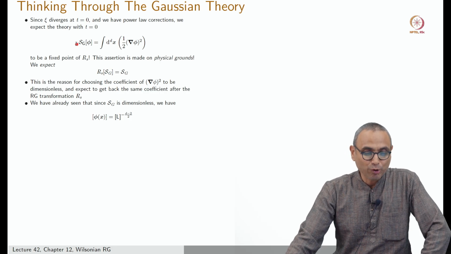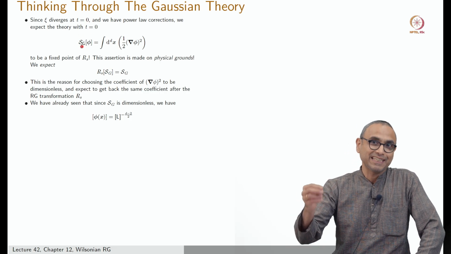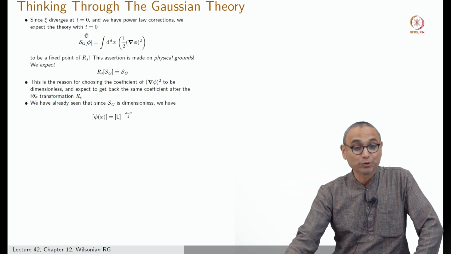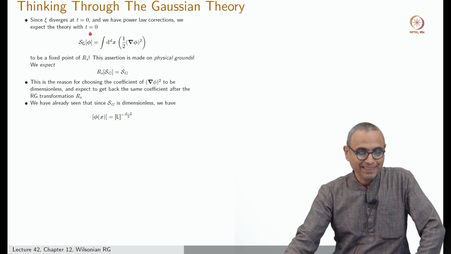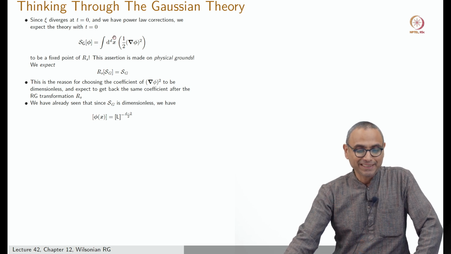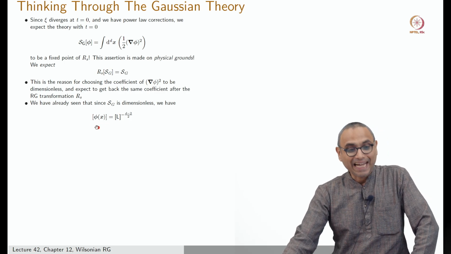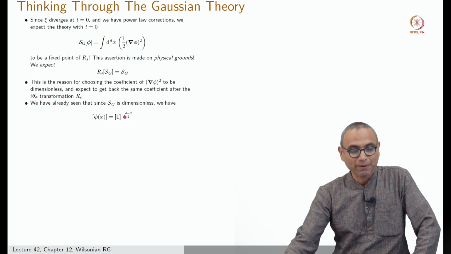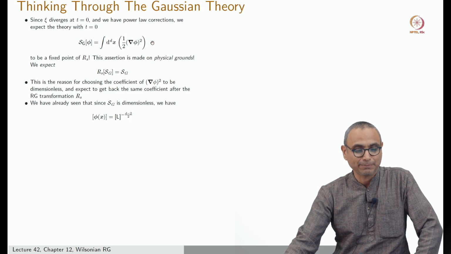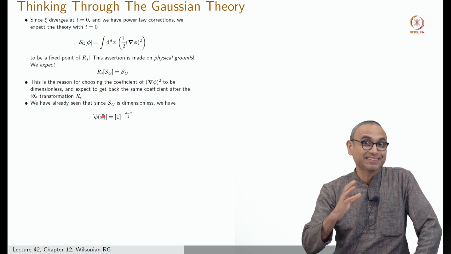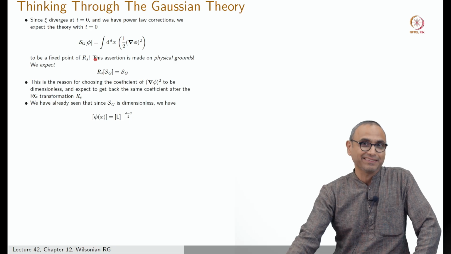So that means I know that the action, because the partition function is e to the minus action integrated over all field configurations, this quantity should be dimensionless. Now the fact that this quantity is dimensionless will allow me to conclude that the dimension of the field is length to the power minus (d minus 2) by 2. This is very straightforward from this expression. Okay, that is the dimension of the field in this Gaussian theory.